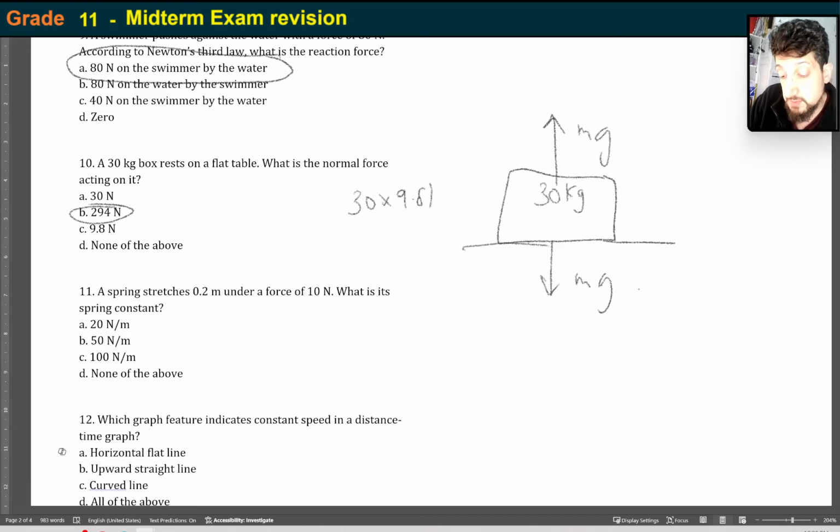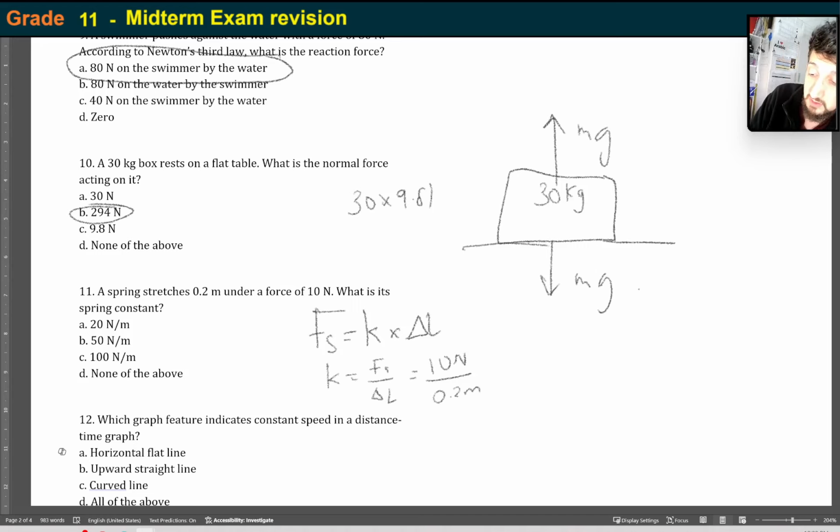Okay. A spring stretches 0.2 meters under a force of 10 newtons. What is its spring constant? So the spring constant, or Fs, is equal to K multiplied by delta L. So I want K, so that's going to be Fs over delta L, which is going to equal 10 newtons divided by 0.2 meters, which is going to be 50 newtons per meter.